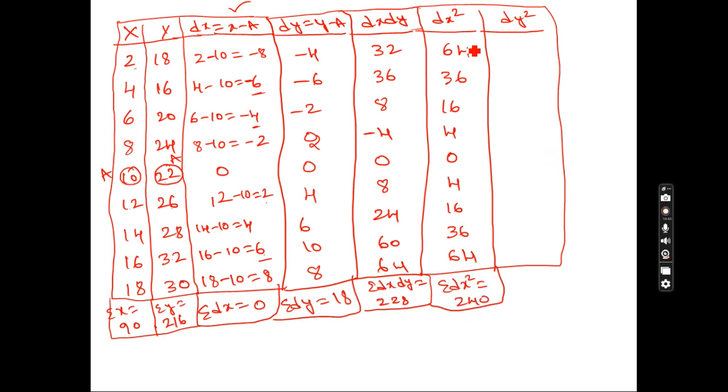So similarly you do the square for dy square, 4 square 16, 6 square 36, so I am doing 2 square 4, negative. You know, when you square a negative number, it becomes positive. 2 square 4, 0 square 0, and 4 square 16, and 6 square 36, and 10 square 100, and 8 square 64. So do the total of dy square. Once you do the total of dy square, you get 276.